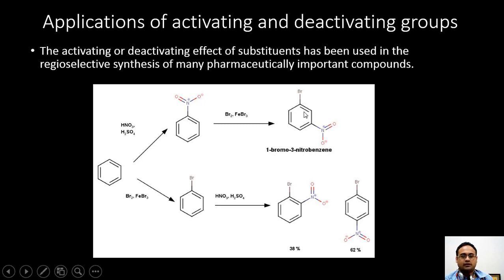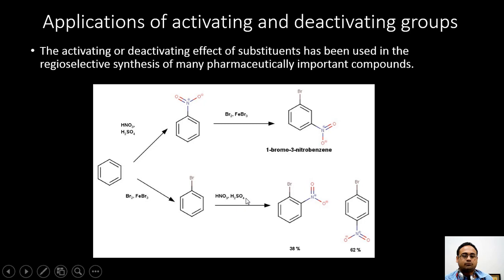So if you wanted to make the para substituted compounds, this sequence won't work. A slight modification can give you the benefit, and you can synthesize ortho and para nitro compounds by taking advantage of the activating and deactivating abilities of the substituents. In this second modification, benzene is first halogenated using bromine and ferric tribromide. This introduces a bromine atom in the benzene ring to give you bromobenzene.